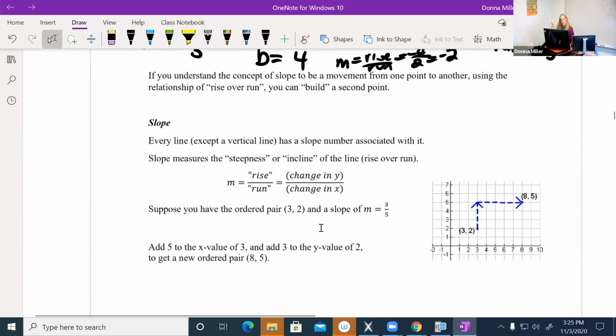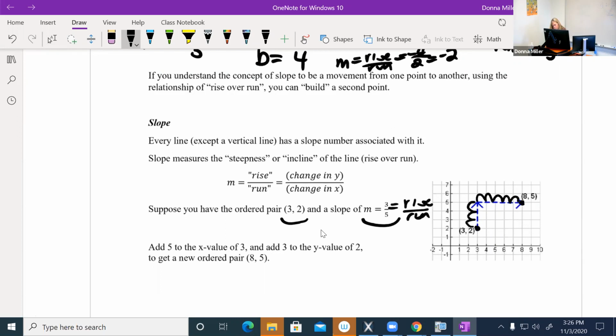So what she has here, it says we have a point (3, 2), and the slope is 3/5, right? So I want to build a second point. What she says is you're going to plot the point (3, 2), okay? And then we're going to count. Our slope is rise over run, so from our point, we're going to go up 3 spaces and then over 5. And I can read where I landed, all right? So I went up 3 and over 5, and if I read the graph, I landed at (8, 5). So that's the second point, all right?